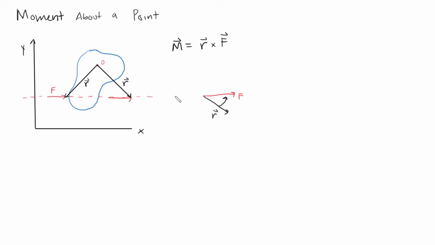So what the moment vector is actually saying is that it's pointing along the axis of rotation. And since we defined r and F pointing in these directions, by the right-hand rule, the moment will cause this object to rotate in this fashion, because we're doing r cross F as we see here. So the object tends to rotate around O in this fashion.